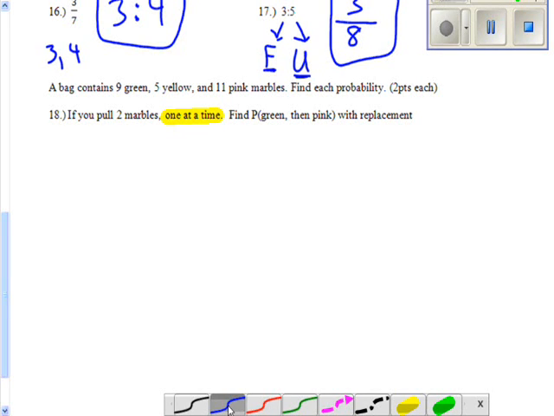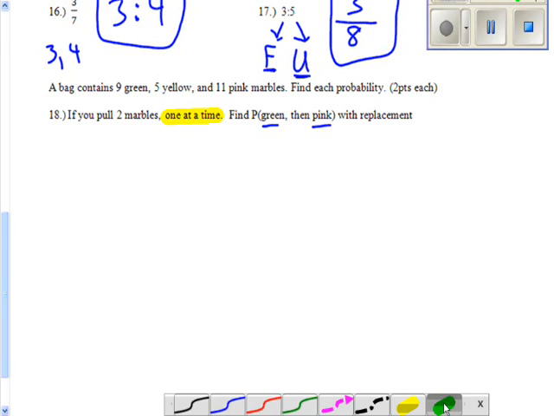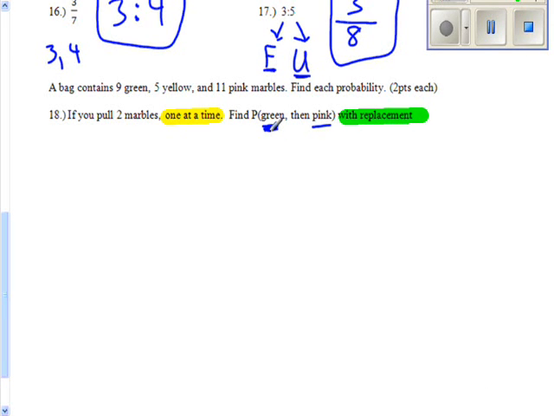We want the probability of green, then pink, okay? And again, another key here is with replacement, okay? So the probability of green, let's start with that guy. Probability of green, there are 9 green marbles out of a total of 25 marbles. So it's 9 out of 25. With replacement means I pull that green marble out, I put it back, okay? So now if I'm looking at pink, there's still 11 pink marbles. And there's still 25 marbles total because I put that first green one back, okay?